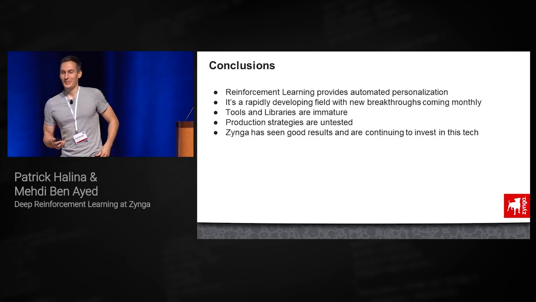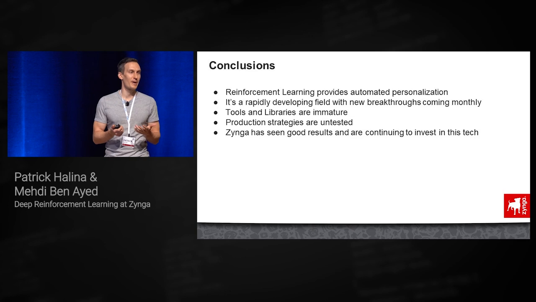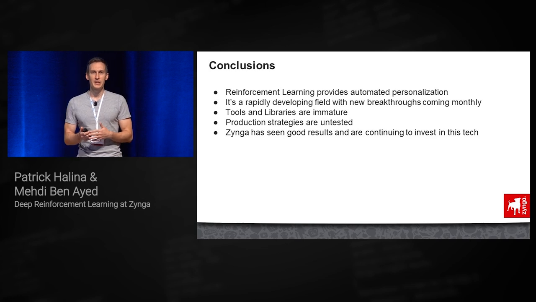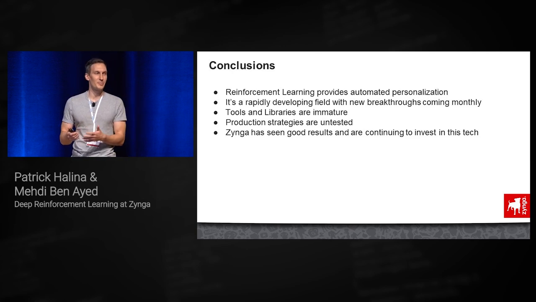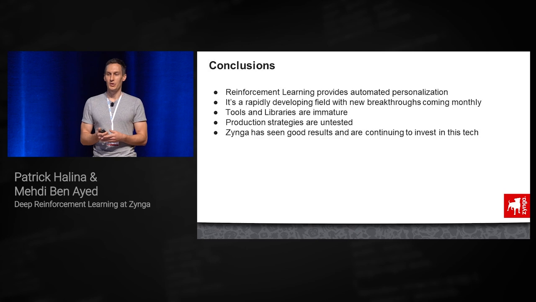OK, so in conclusion, I wanted to take away that reinforcement learning is a really powerful method for personalization. It's essentially automated personalization. But it is a rapidly developing field. There are new breakthroughs all the time. It has all of the difficulties of deep learning, plus you need a lot more data management. So the tools, methodologies, and production strategies for this are all new and untested.